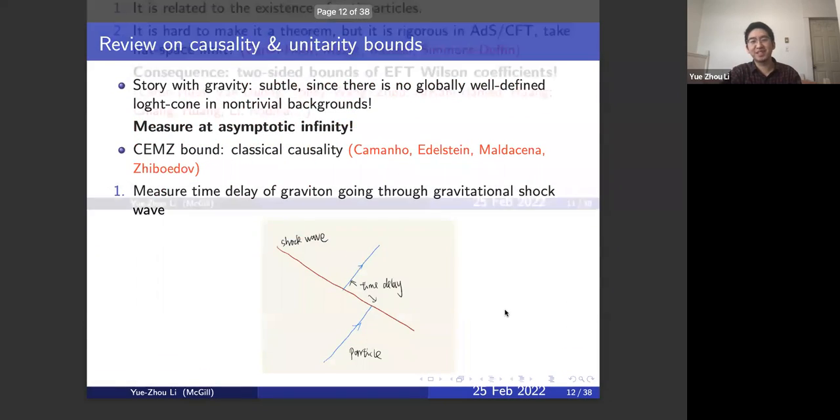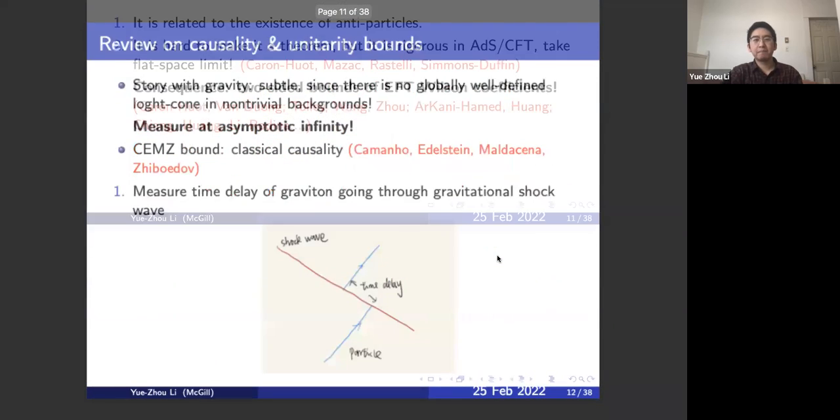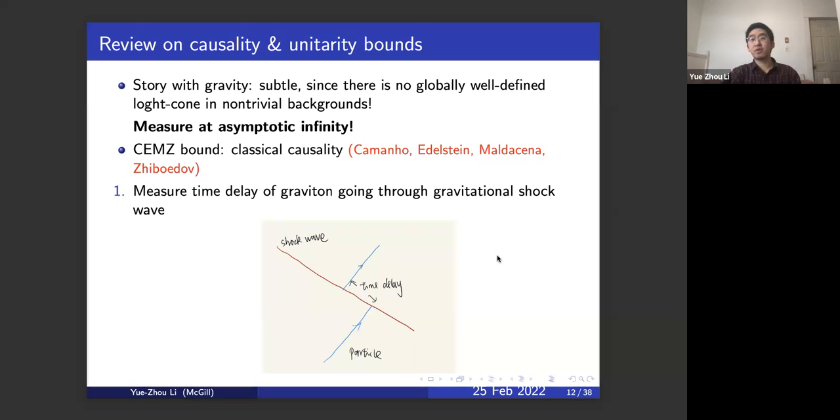Let's move to the gravity story. The story with gravity is very subtle, since there's really no globally well-defined light cone in non-trivial backgrounds. But we have a resolution: we can measure at asymptotic infinity for asymptotically flat space. That is what we consider, because we consider the graviton propagating on Minkowski space. That basically means we consider weakly coupled gravity, where the graviton has very small effects on the background, and we measure the causality at asymptotic infinity.